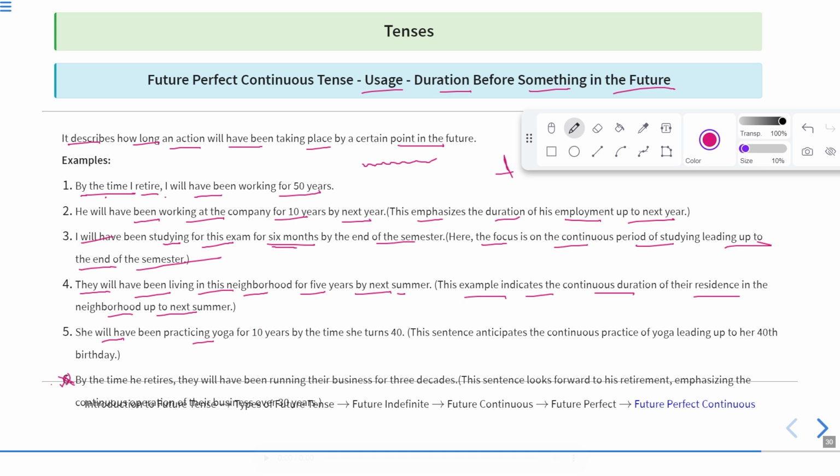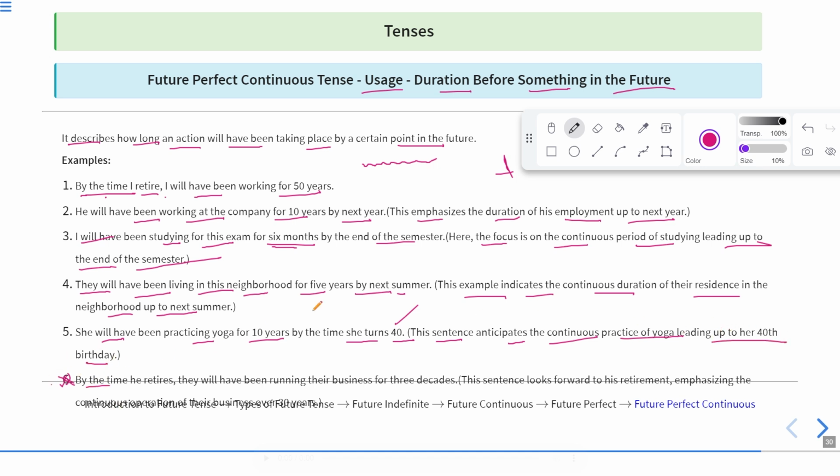She will have been practicing yoga for 10 years by the time she turns 40. Now this is just an imagination that when she will be 40 years of age, she will have been practicing yoga for 10 years. It means that when she attains 40 years of age, because she's doing yoga from today, she will have been doing it for 10 years till that time. This sentence anticipates the continuous practice of yoga leading up to her 40th birthday.